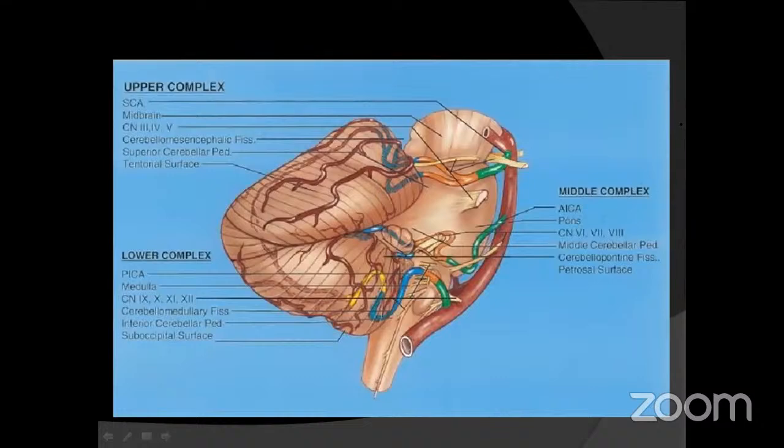The basic and most important way of discussing the posterior fossa arteries is to divide them into complexes. We have three basic complexes: the upper complex, the middle complex, and the lower complex. Each complex has its own artery, its own surface of the cerebellum to supply, its own fissure, its own cerebellar peduncle, its own associated cranial nerves, and part of the brainstem. Starting with the upper complex, the artery of the upper complex is the superior cerebellar artery, which we are going to discuss today. It is associated with the midbrain of the brainstem.